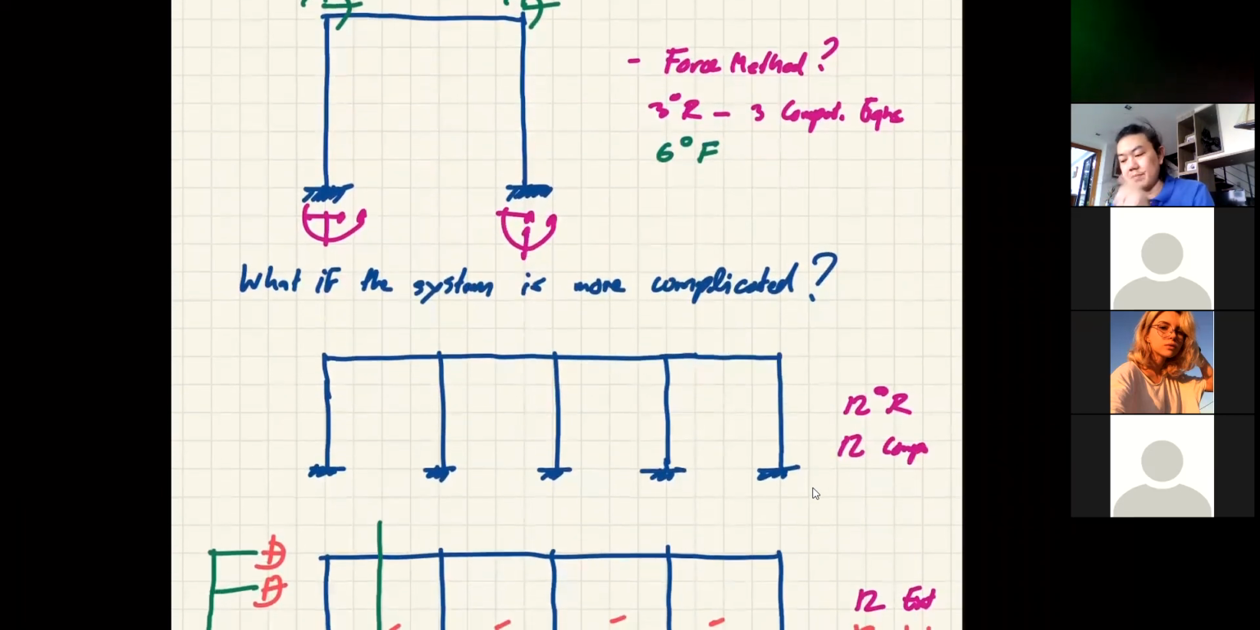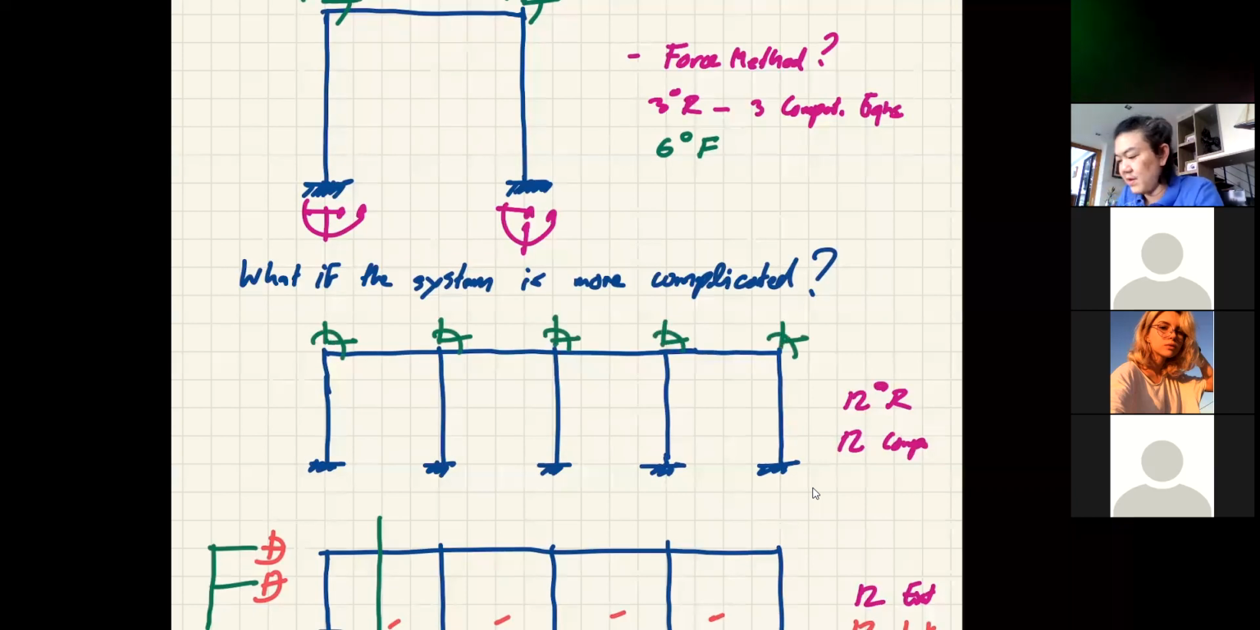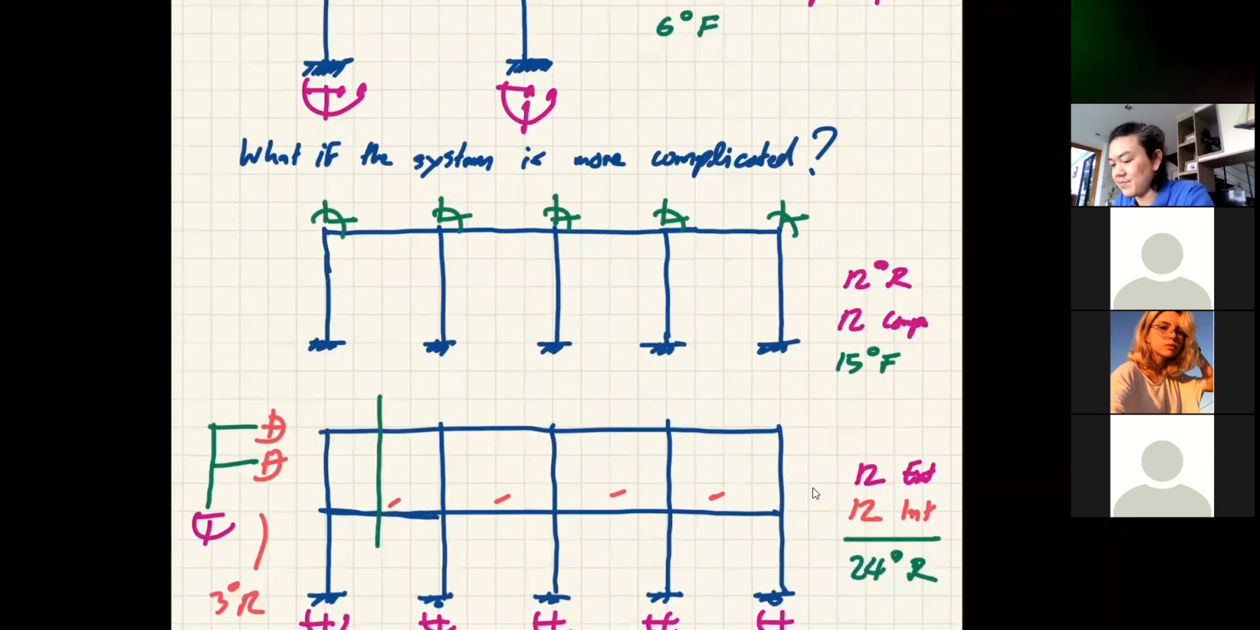What about this one? This one has 1, 2, and 3 at one joint, 1, 2, and 3 at this, 1, 2, and 3, 1, 2, and 3, 1, 2, and 3. So this one has 15 degrees of freedom. Okay? What about this?